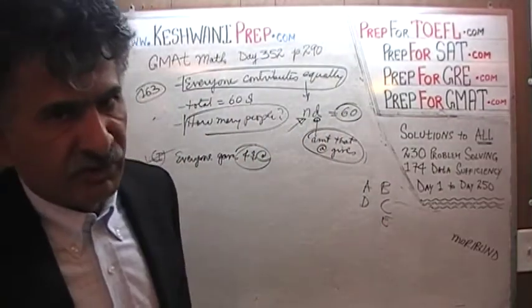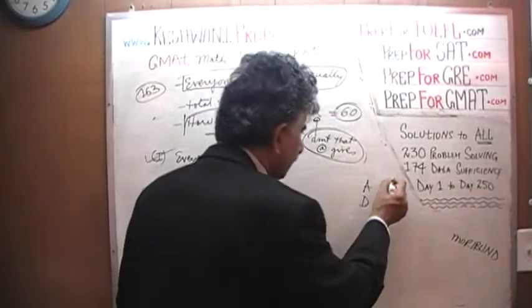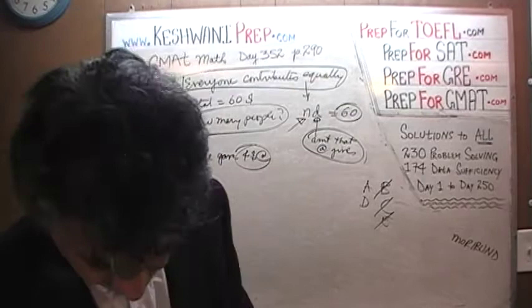A, D, B, C, E. Now that we've established the first statement by itself is enough, we know the answer cannot be B, C, or E. It would have to be either A or D. Let's look at the second statement.